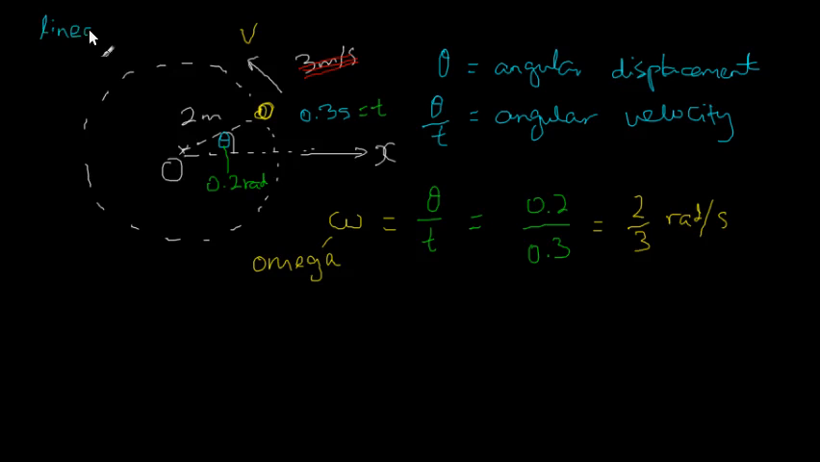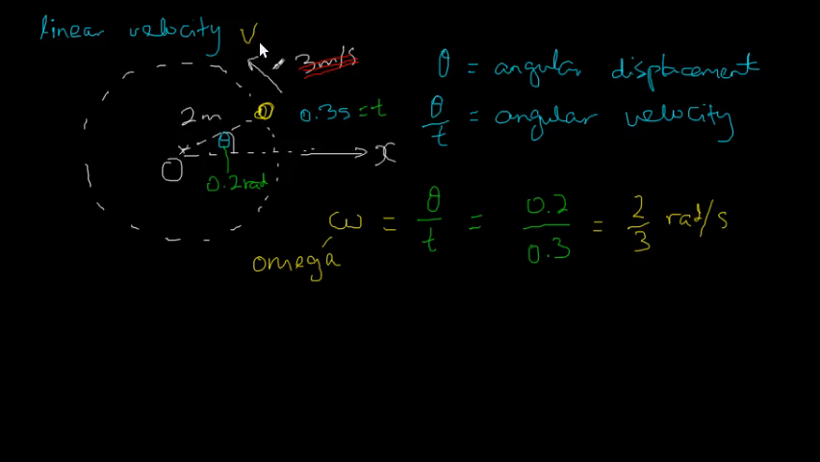Linear velocity. So linear usually means straight line. But obviously the ball here is not moving along a straight line; it's moving along a circle. So we still call it linear in the sense that at least over a very short time, maybe 0.01 of a second, it would be moving in roughly a straight line.